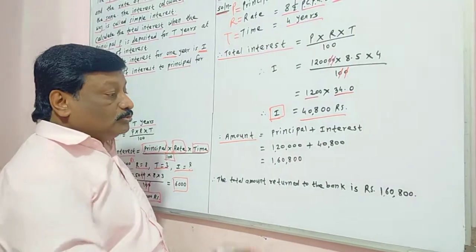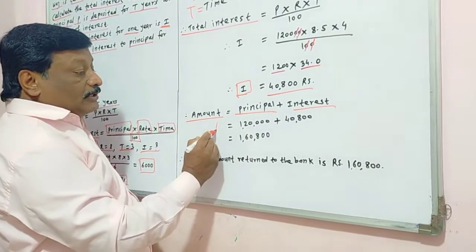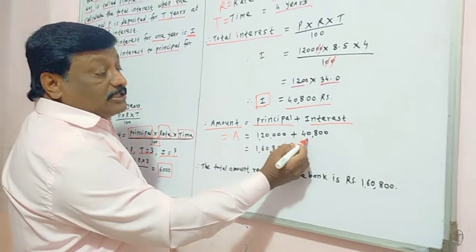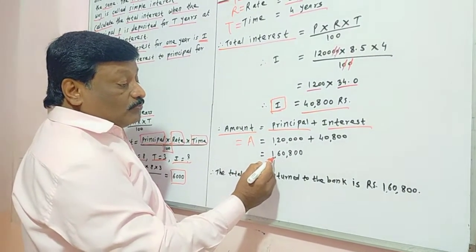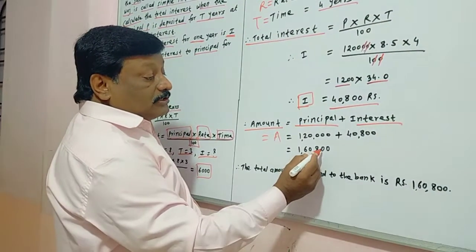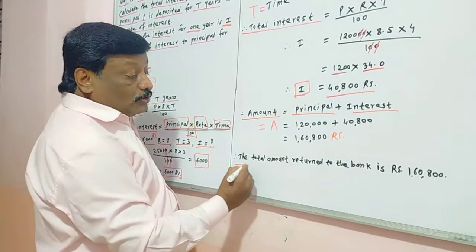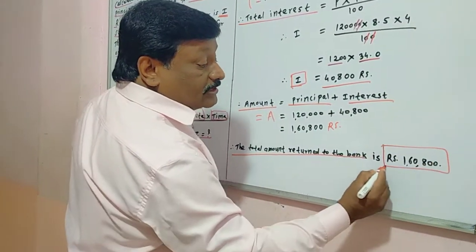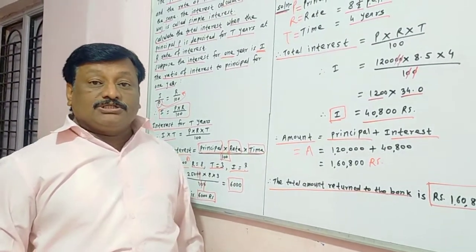Now find out the amount. Amount is equal to principal plus interest. Therefore, A equal to 1,20,000 principal plus interest 40,800, and this total is 1,60,800 rupees, and therefore the total amount returned to the bank is rupees 1,60,800. Solve these examples in your maths module.